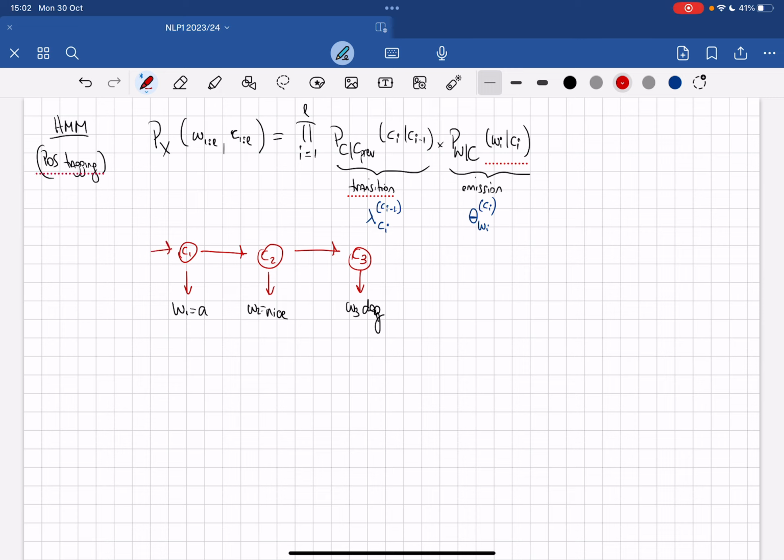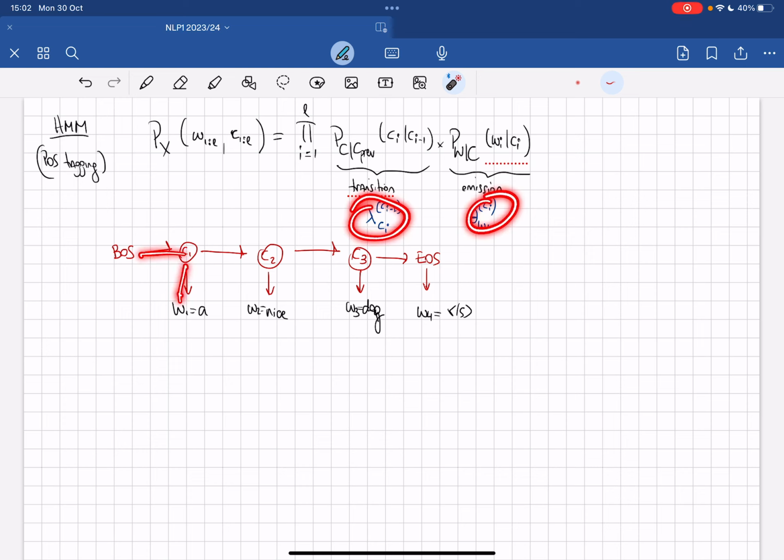And by assumption, we have an artificial beginning of sequence token here, just so every pair of variables has a preceding class attached to it. And we also introduce an artificial end of sequence token, just so the generative story has a stop condition. And you can see that basically you can assign parameters to each one of these probabilities, to each one of these arrows. So I can do a quick one here.